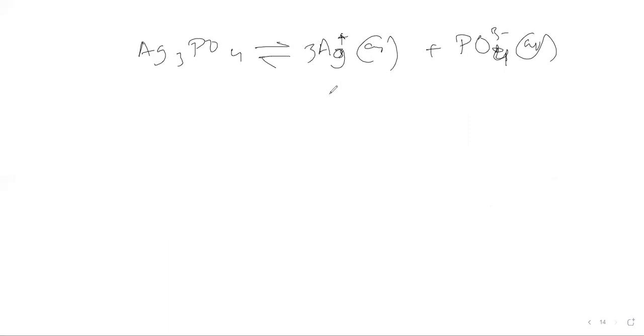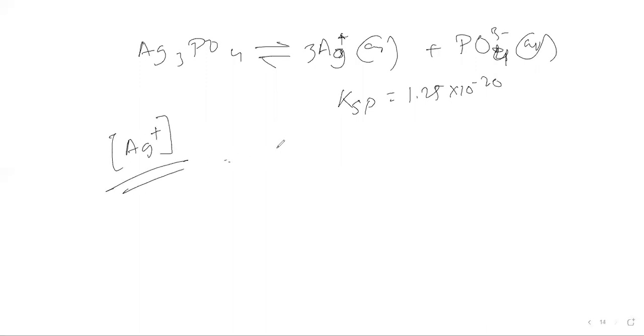So they have said the KSP value is given as 1.25 into 10 to the negative 20, and they're asking us to calculate the value for Ag plus. So they're asking us to calculate the concentration for Ag plus in the saturated solution of Ag3PO4. Obviously, since they have asked us to find the concentration of Ag plus, this is going to be pretty easy, but there are certain concepts you need to focus on here.